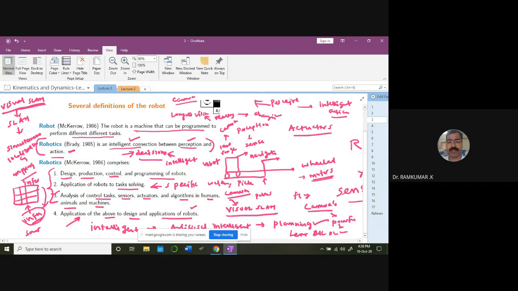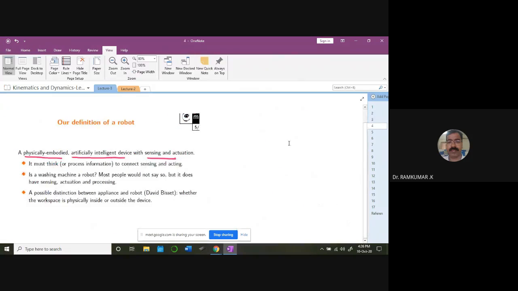So this is something we can think of. Computer vision, AI, deep learning with robots. That's the message. So it must connect sensing and acting.